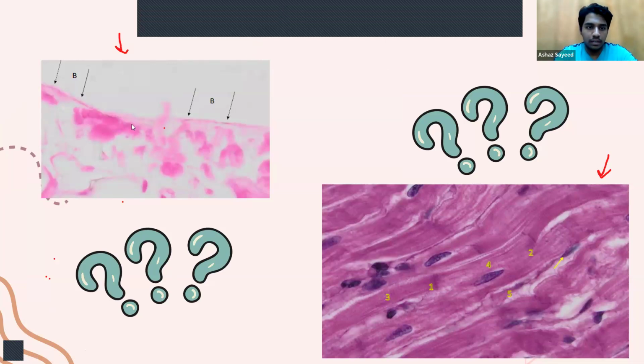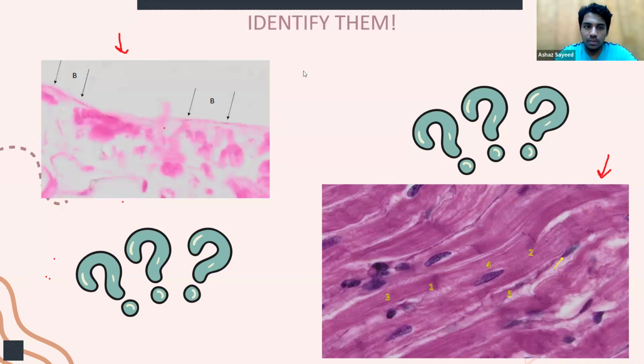Guys, come on, write in the chat. What's this image and what's this image? Or you can unmute it too. Okay, so no one seems to know it.